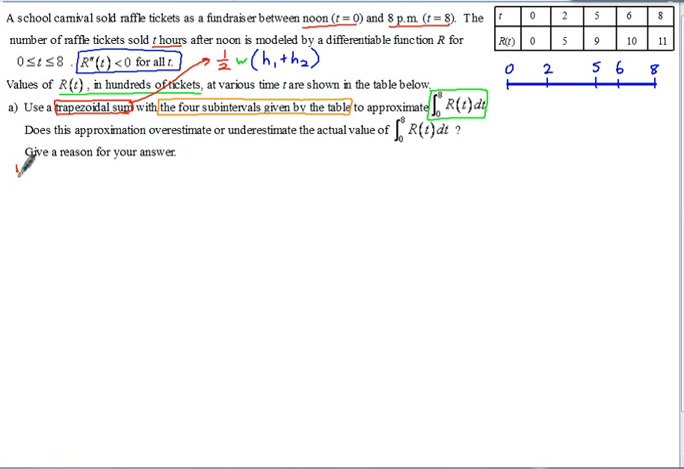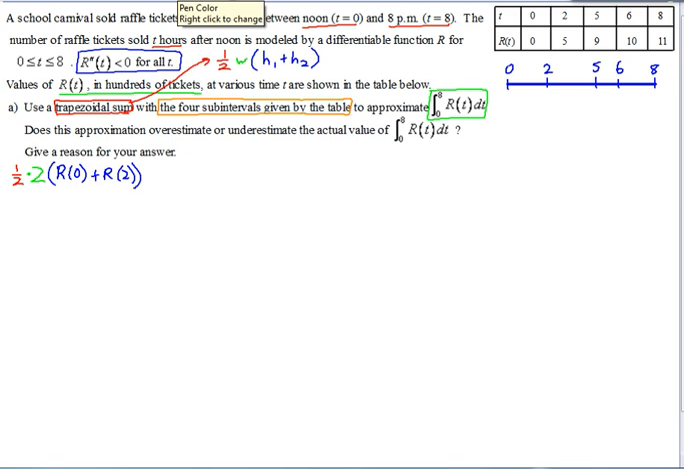So it'll be 1/2 the width of the first trapezoid, first subinterval I should say. If you go 2 minus 0, you can see the width is 2. So 1/2 times 2. And the heights are going to come from both endpoints. In this case, our function is r instead of f, so r of 0 plus r of 2.